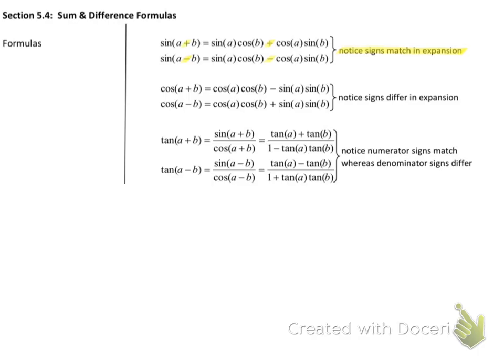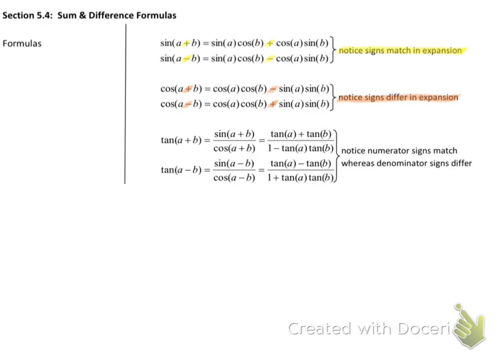Now for cosine, it's the opposite actually. So the signs differ in the expansion. So if it's cosine of a sum, then it's cosine, cosine, sine, sine. But if it's plus inside with the two angles, then when you expand it, it's actually subtract. And then if it's subtract, it becomes add.